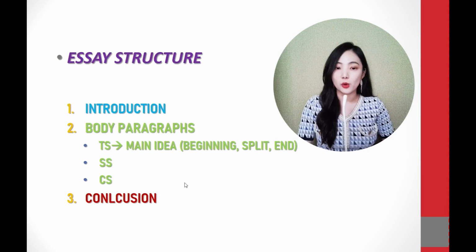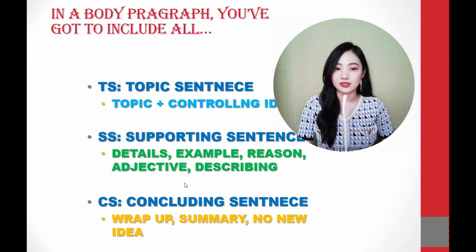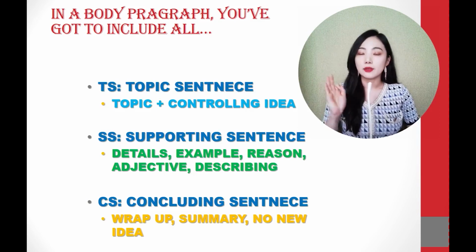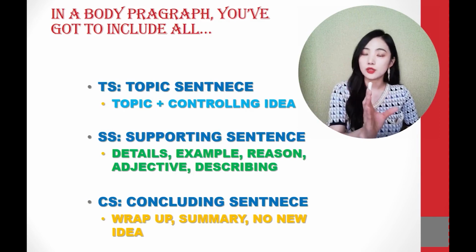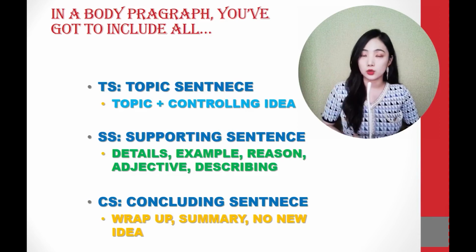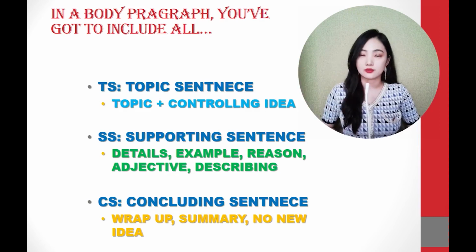And then it's supporting sentence and it's concluding sentence. Let's go into more details. Topic sentence is divided into 2 parts: controlling idea and topic. So topic is given to you. Maybe it's trend. Maybe it's environment. So this is one idea, one keyword, which is subject. And then controlling idea describes topic.